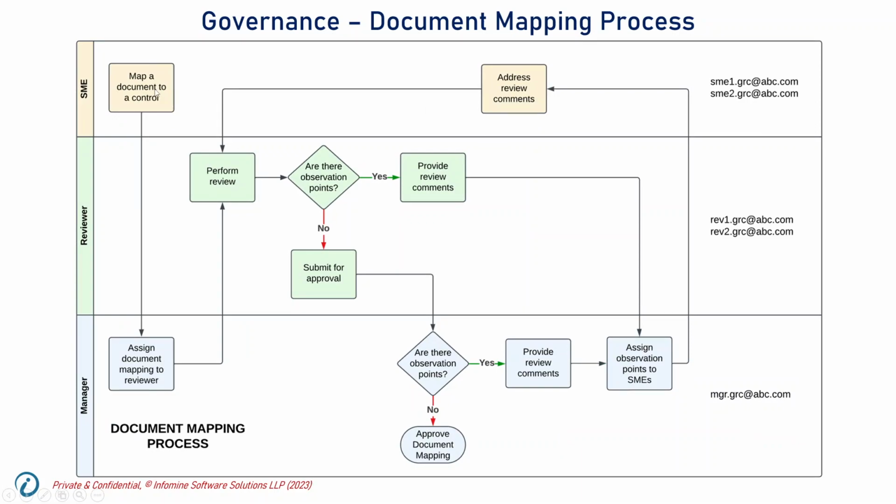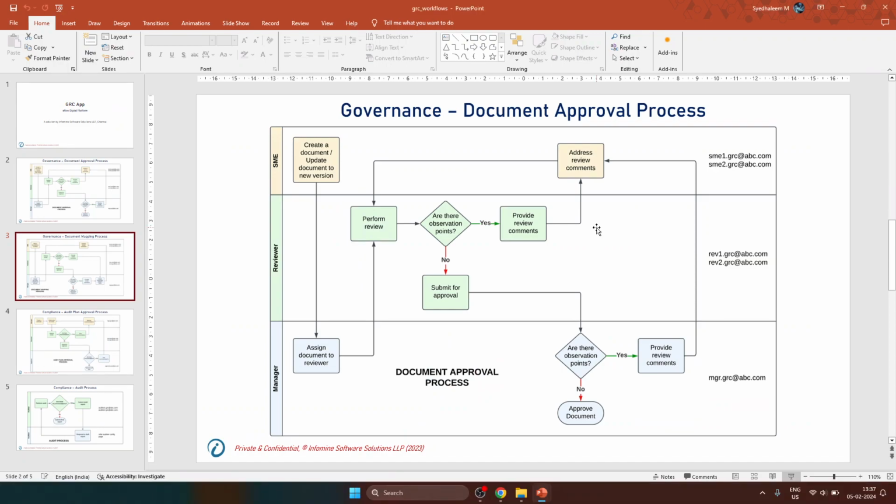Next, this is the document mapping process. A subject matter expert will map a document to a control. It is assigned to a reviewer for review. The reviewer reviews it, and if there are any observation points, he gives them. Otherwise, he submits the mapping for approval, and it goes to the manager. The manager will see if everything is okay and then approve the document mapping. Or otherwise, the manager can also give observation points to be revised again. So these are the workflows.